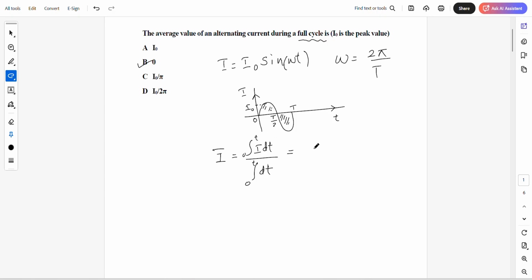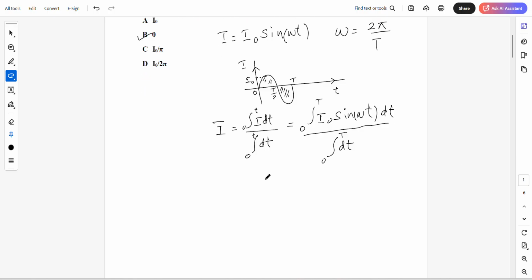What is I given by? I is given by I naught sine of omega t. We are integrating for the full cycle, that is 0 to T, the time period, divided by integral of dt from 0 to T. Now I can write the average value is equal to I naught.